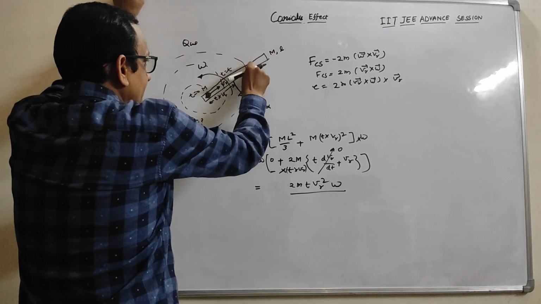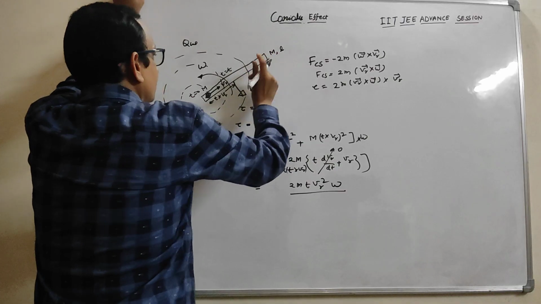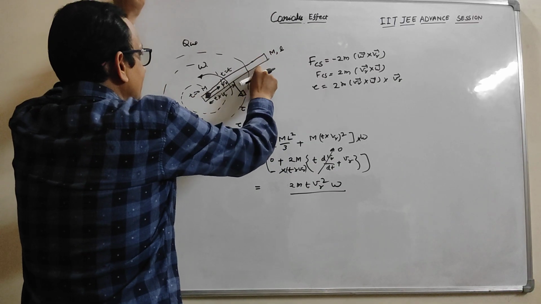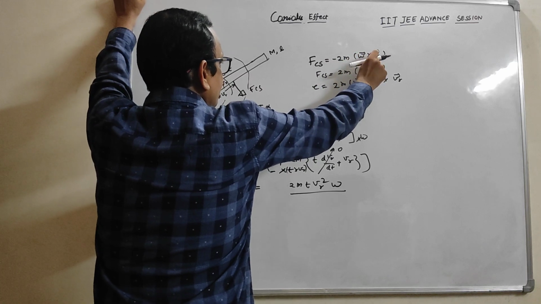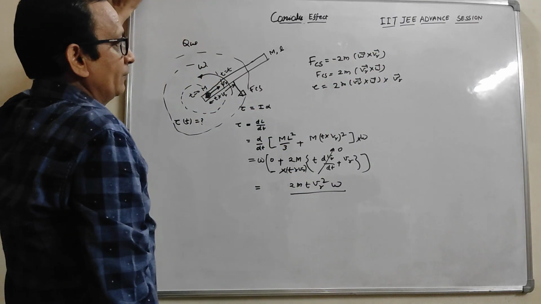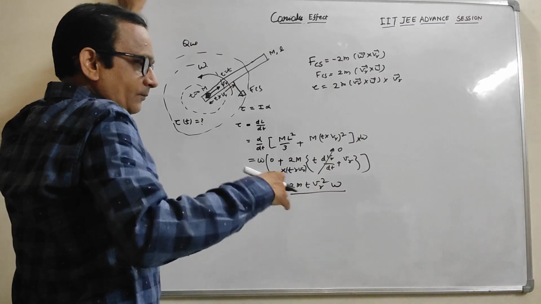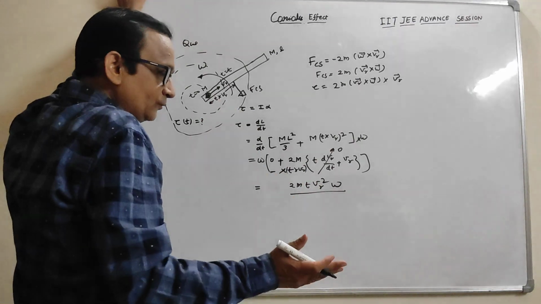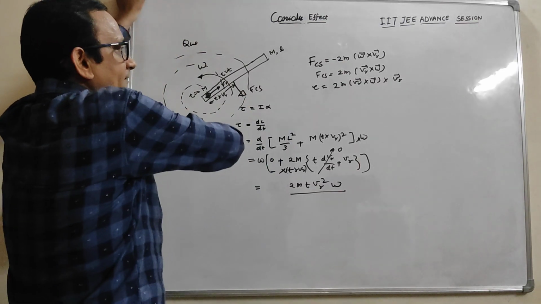This radial velocity is with respect to this frame. This is a non-inertial frame. In the Coriolis force, the velocity is the relative velocity. This is the relative velocity of the object with respect to the rotating frame, not the inertial frame. With respect to the rotating frame.